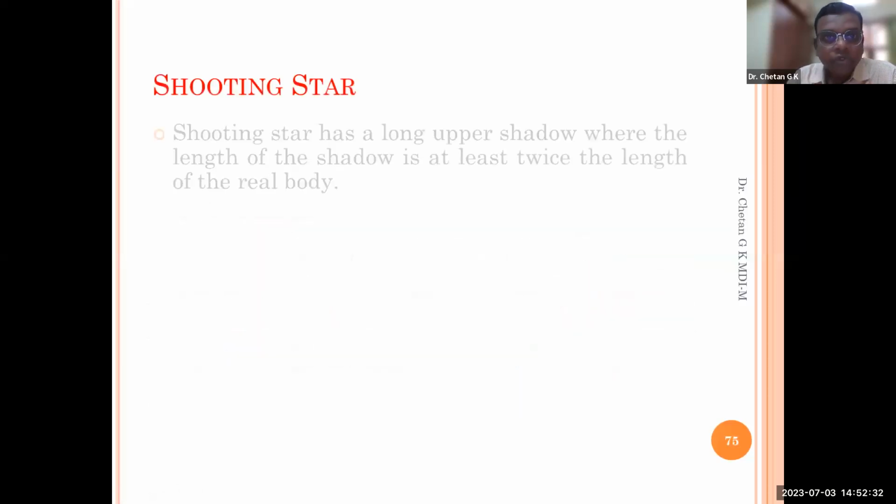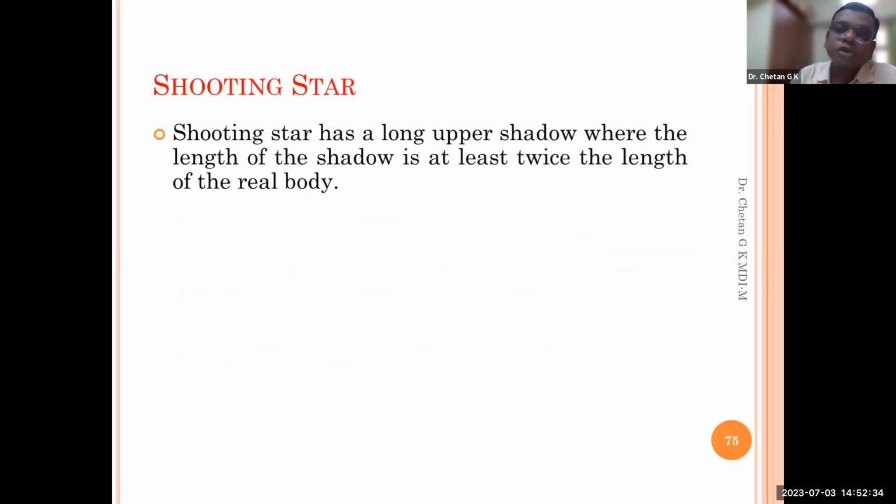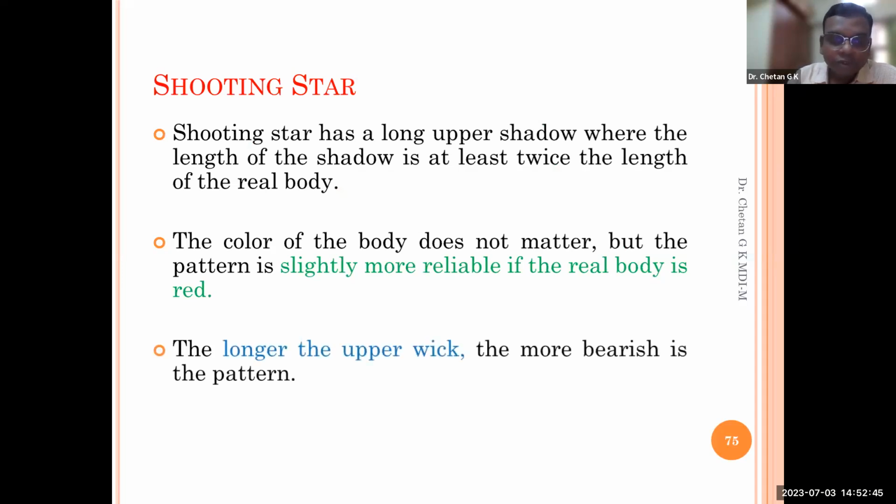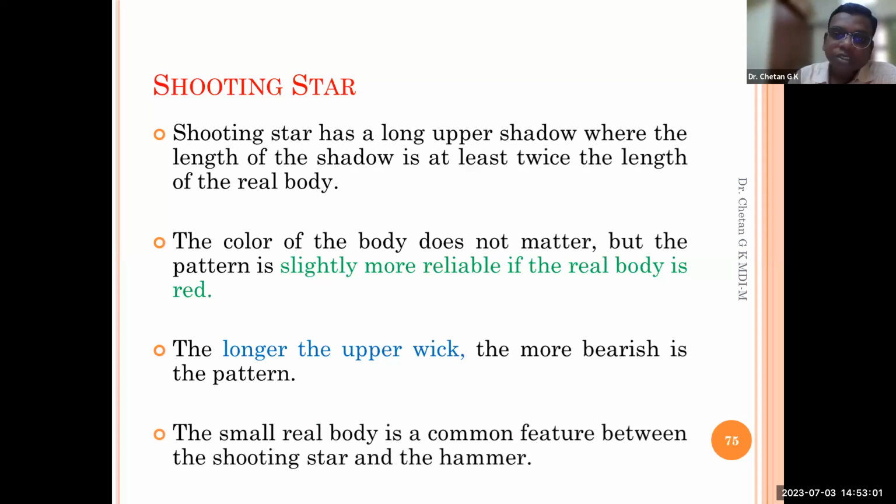The shooting star has a long upper shadow, where the length of the shadow is at least twice the length of the real body. That was already discussed for the hammer, and it holds good for the shooting star as well. The color of the body does not matter. The longer the upper wick, the more bearish the pattern, so we should look for the longer wick. If the wick is longer, the reversal is going to be phenomenal. The small real body is a common feature between the shooting star and the hammer.